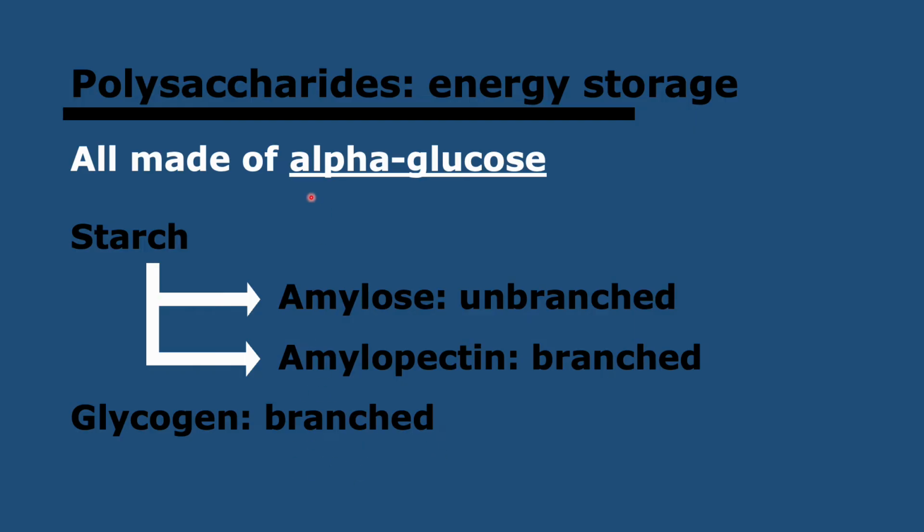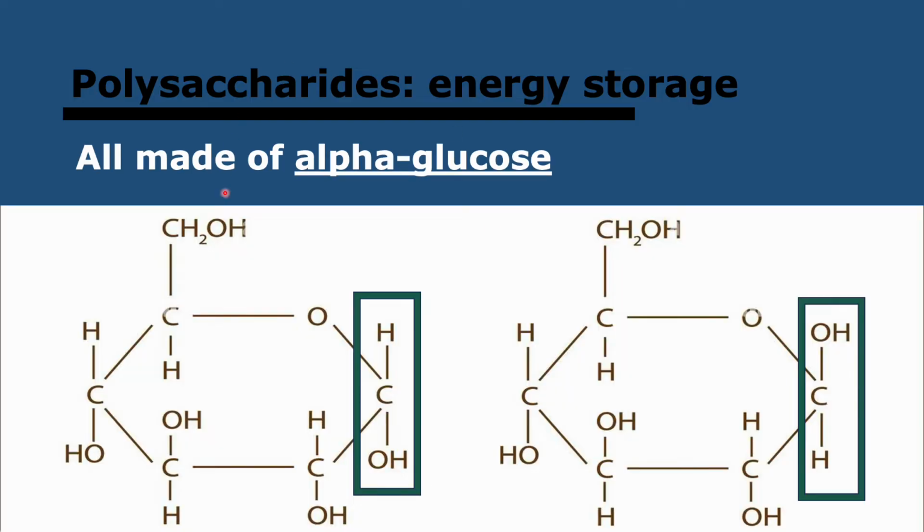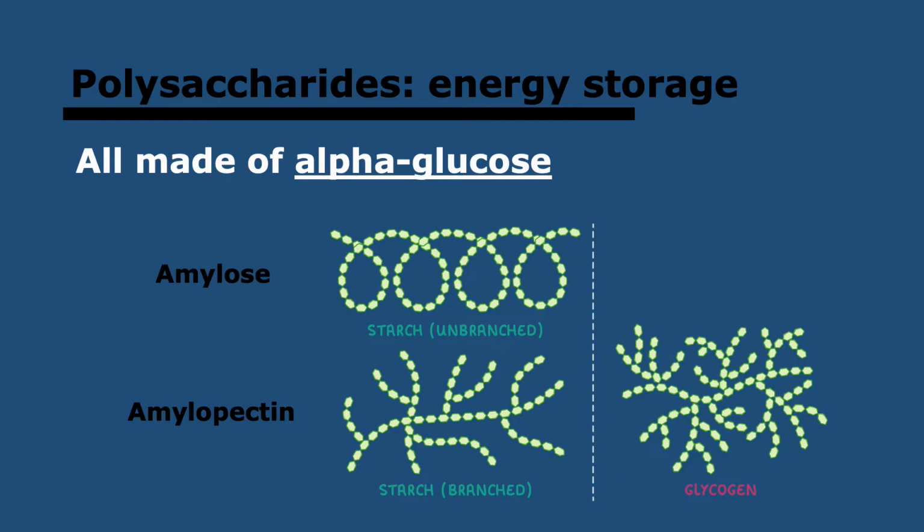And then finally, these are all made of alpha glucose. So that's an important detail. Now, what is alpha glucose? Well, this is the difference between alpha glucose and beta glucose. So in alpha glucose, here on the left, H is on top and OH is at the bottom. And then in beta glucose, it's the opposite. That's the only difference. And this, unfortunately, you need to memorize. So just remember that both starch and glycogen are made of alpha glucose, the one here on the left.